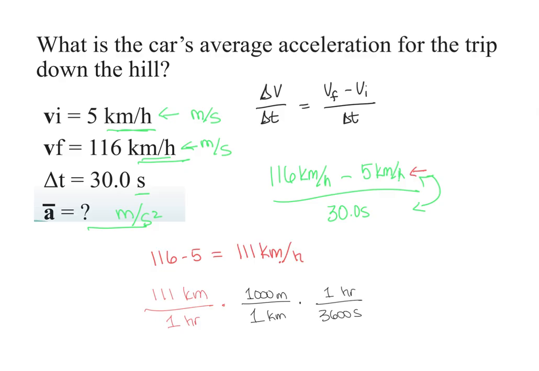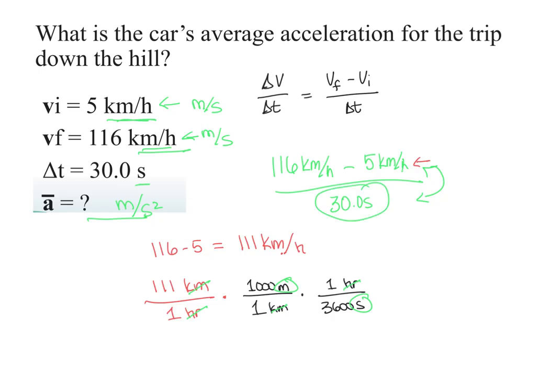Remember, you can double check that. You can say, I canceled my kilometers, I got meters. I canceled my hours, I got seconds. And then you're just going to multiply across and do that conversion. Then remember that whole thing is being divided by seconds. Dividing by 30 seconds is the same thing as multiplying by 1 over 30 seconds. So remember, division is multiplication by a reciprocal, and you can go ahead and add that to the end.